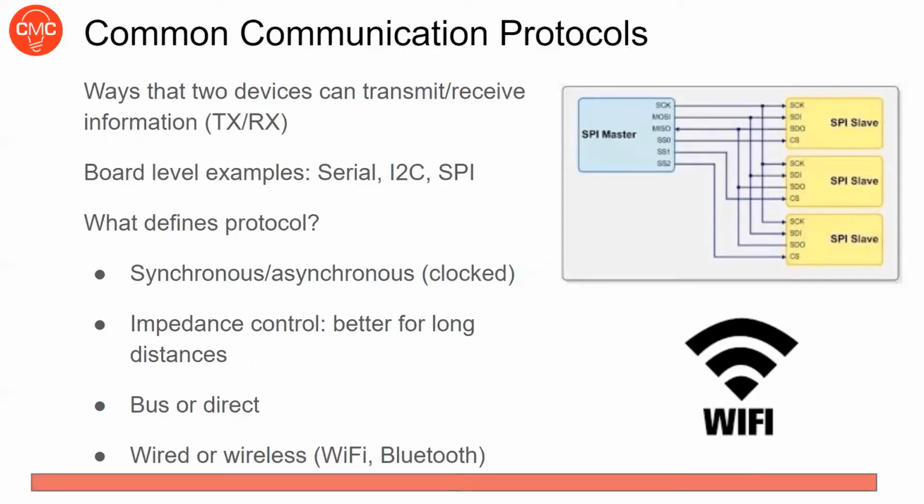You can use many things to define the protocol. Is it synchronous or asynchronous, like your classes on Zoom this semester? What is the degree of impedance control? Is it directly between two components or on a bus? SPI can have a bus, so you can have multiple things on one line, whereas serial, TX and RX, you can only have one thing connected at a time.